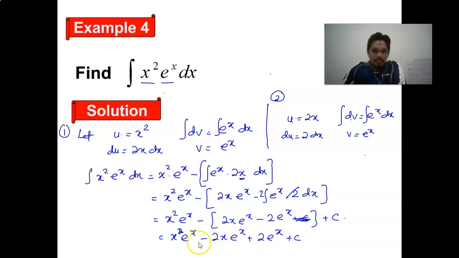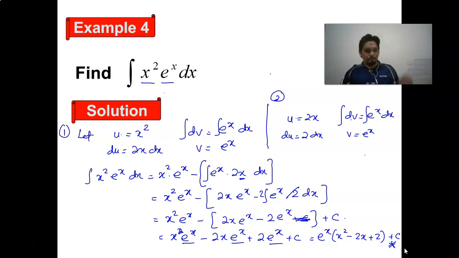Okay, class. We got e^x and e^x, so we can simplify this as e^x times (x squared minus 2x plus 2) plus c. There you go.